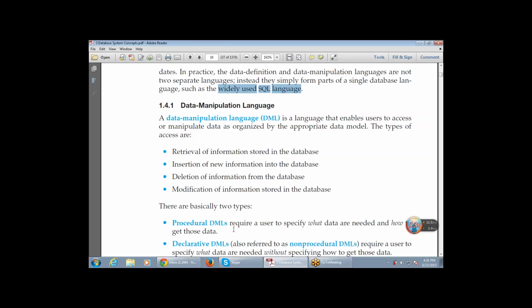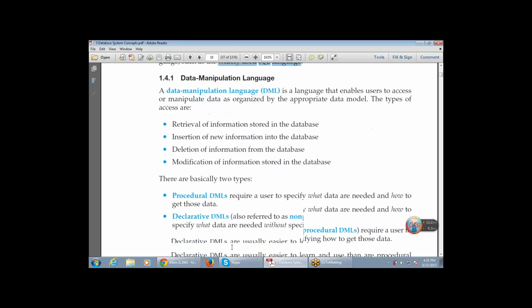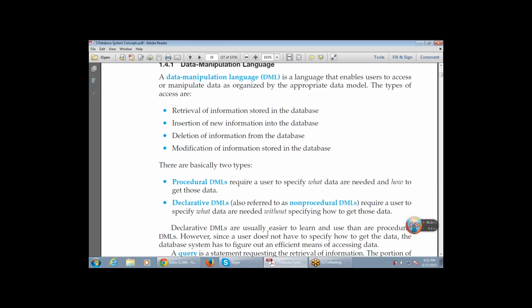One is the procedural DML, one is the declarative DML. A procedural DML requires a user to specify what data are needed and how to get those data. That is, it asks the user to specify what type of data they need. Then the next DML is the declarative DML, that is also known as a non-procedural DML.